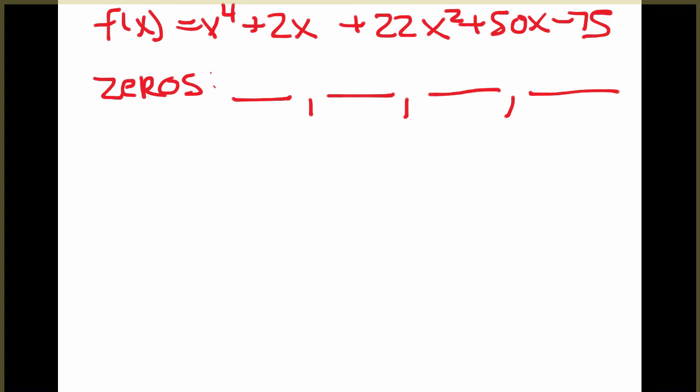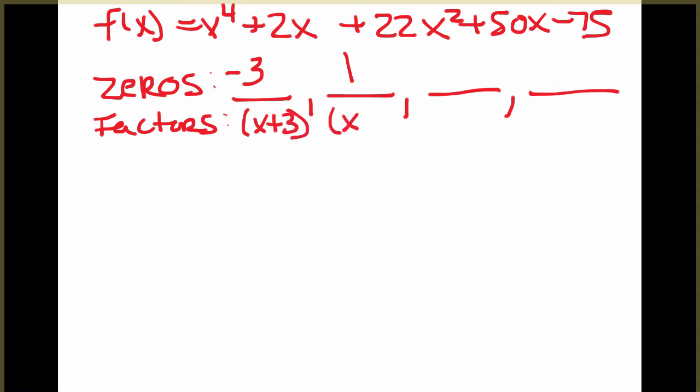So I want you just to pause the video a second and look on your graph to find any zeros of the polynomial. On my graph, I found zeros at -3 and 1, and both of those zeros were just single roots because it went straight through on the graph. So if I have a 0 at -3, that means my factor is x+3, and a 0 at 1 gives me a factor of x-1.